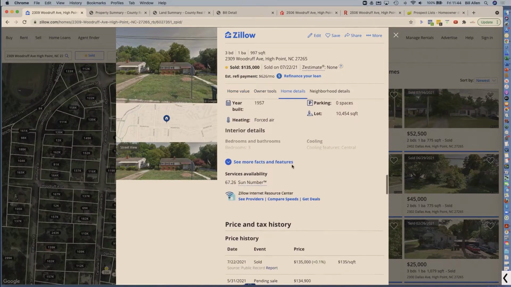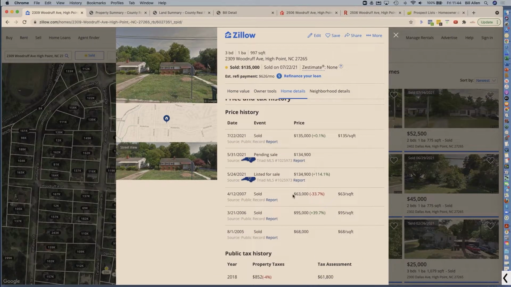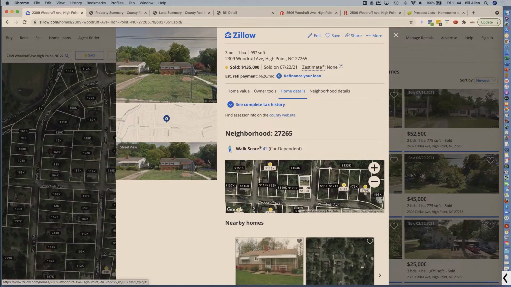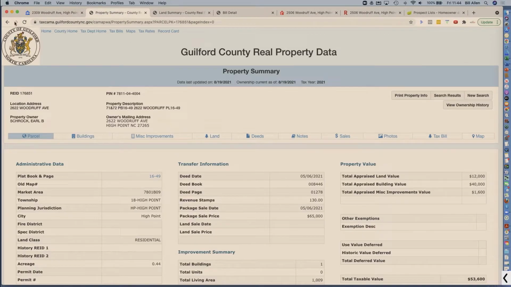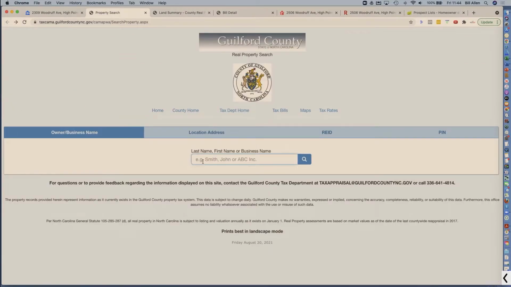Let's go down and see the story. So 2007, it sold for $63,000, and it was listed on the MLS. This one's also on the MLS, 135. So it's not a flipper, it doesn't look like. I'm going to go back to the county, and I'm going to look at this one, 2622 Woodruff.